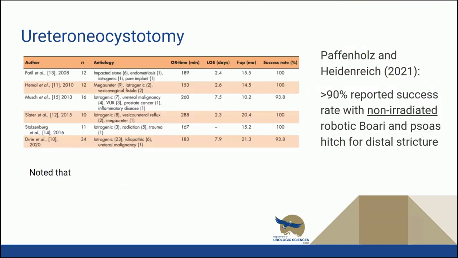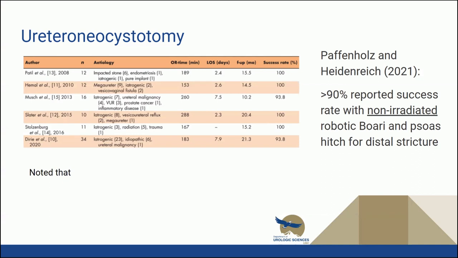And so Fassenholt and Heidenreich in 2021 did a systematic review. Over 90% reported success rate in these studies. Again, we're looking at small cohorts here, anywhere from 10 to 34 patients each.